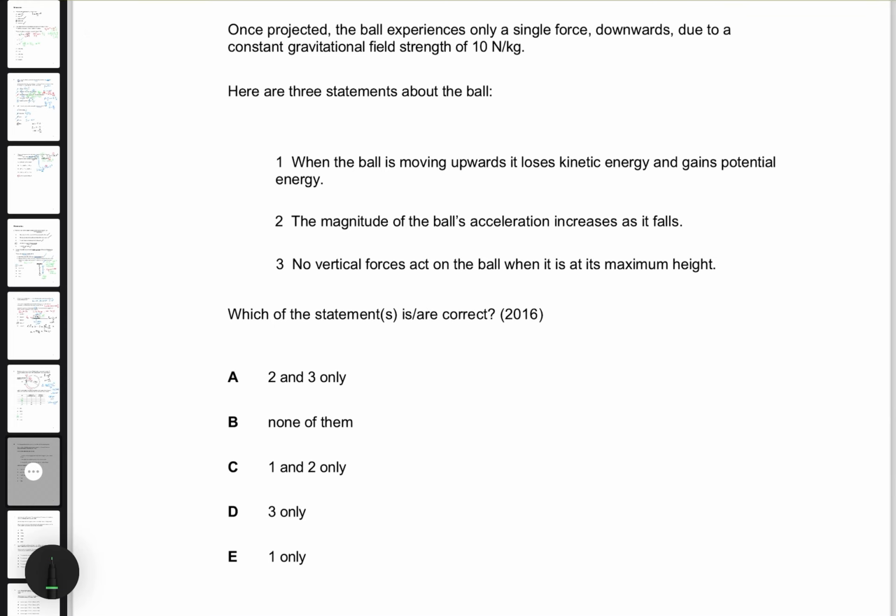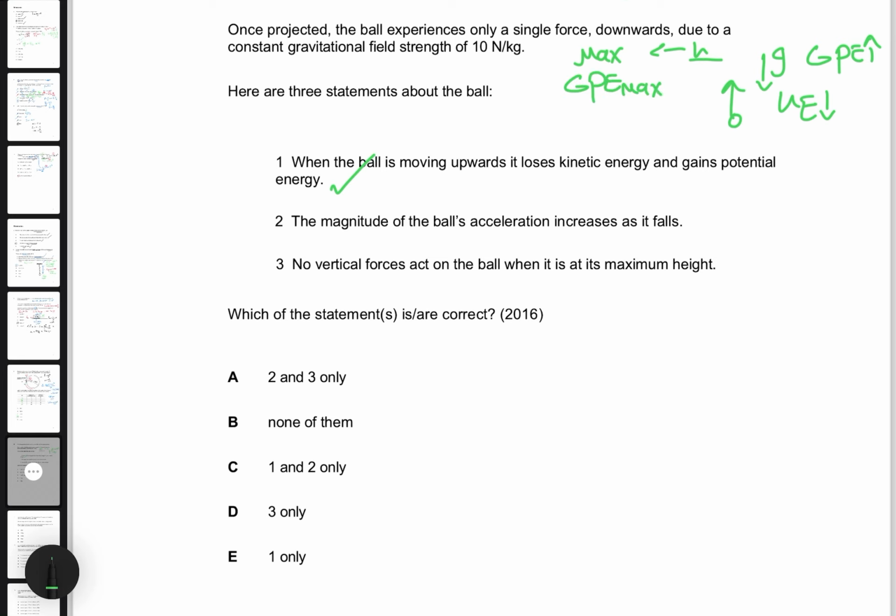When the ball is moving upwards, it loses kinetic energy and gains potential energy. Absolutely correct. As the ball is going up, because the force of gravity is pulling down on it, it's going to lose the kinetic energy that it has, but it gains gravitational potential energy because it's increasing its height. And when it reaches the maximum height, that's the point where it has the maximum gravitational potential energy.